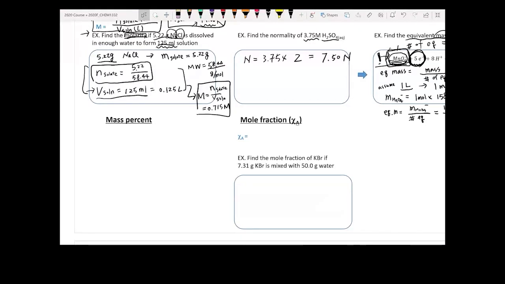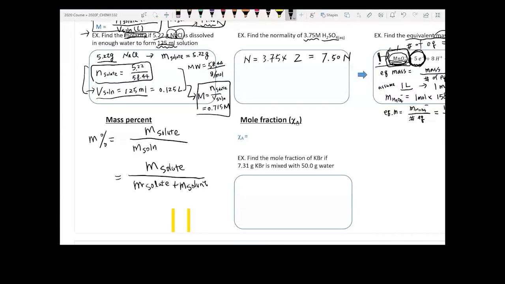Mass percent is defined as the mass of your solute divided by the mass of your solution. The mass of your solution can also be rewritten as the mass of your solute plus the mass of your solvent.